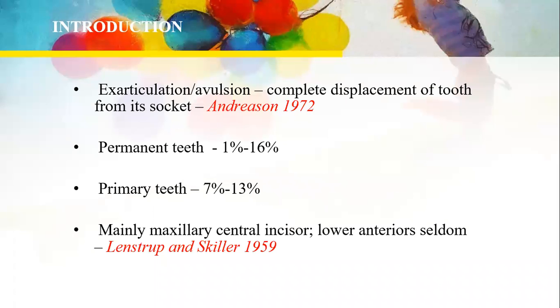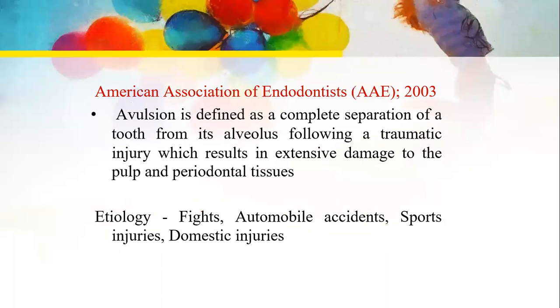Andersson in 1972 defined exarticulation, the other term for avulsion, as complete displacement of the tooth from its socket. The prevalence of avulsion in permanent teeth was found to be 1 to 16%, and in primary teeth around 7 to 13%. Lenstrup and Skieller in 1959 found that the most commonly involved teeth in avulsion injuries are the maxillary central incisors, and seldom the lower anteriors.